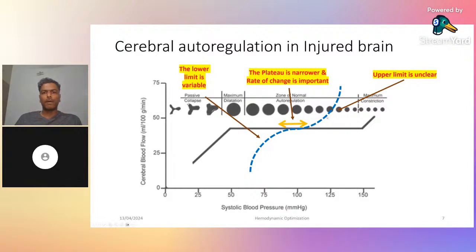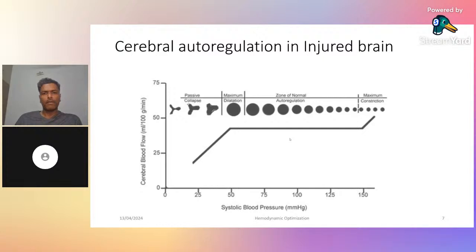But one better part is the upper limit is not very clear, and it is seen that we are able to tolerate higher blood pressures better than a lower blood pressure. This is what we have to keep in mind when we look at cerebral autoregulation in the brain.